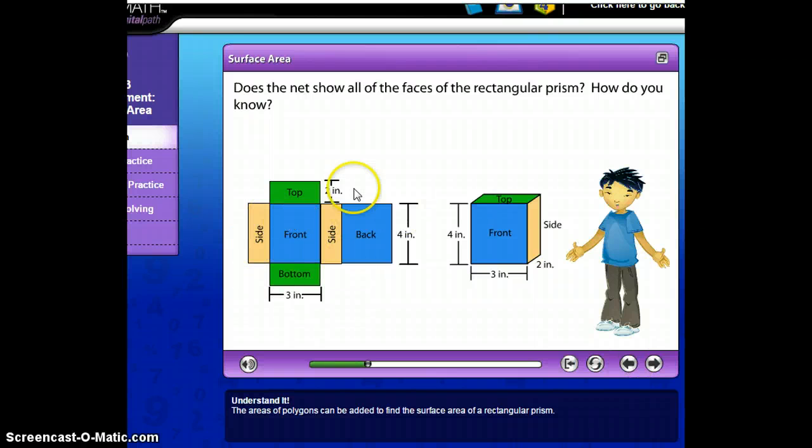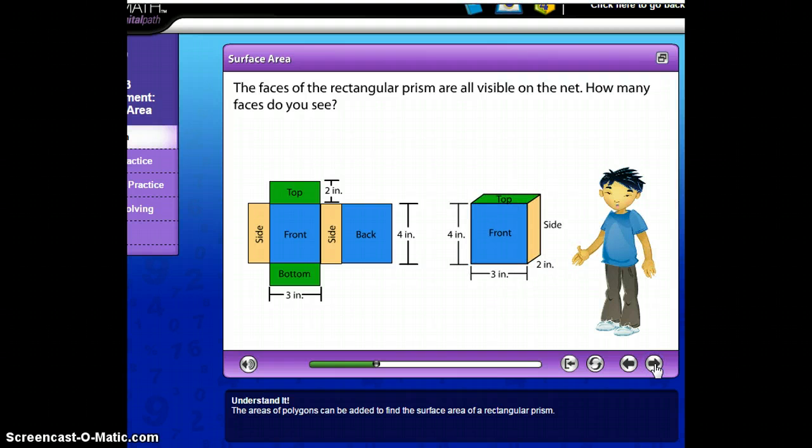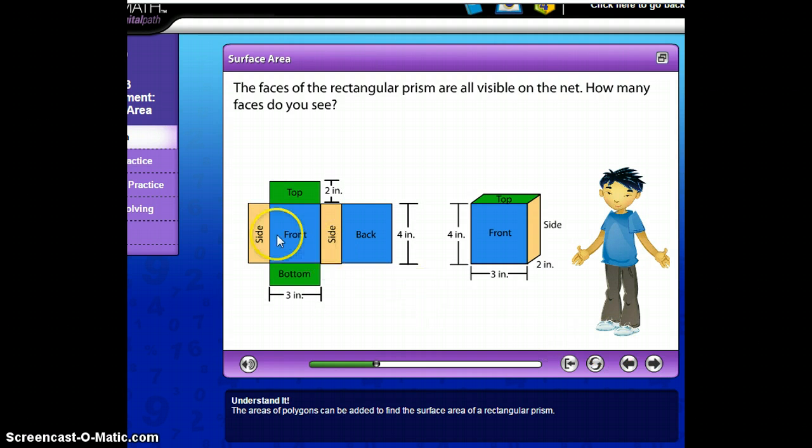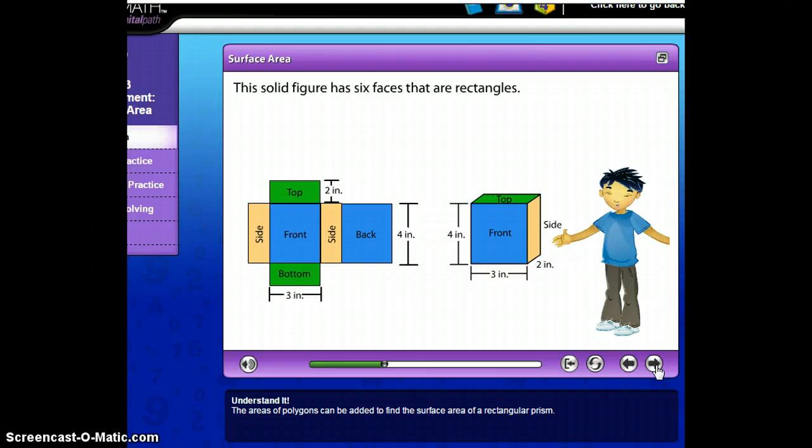Does this net show every face, every flat side? Yes, it does. The faces of the rectangular prism are all visible on the net. How many faces do you see? 1, 2, 3, 4, 5, 6. This solid figure has 6 faces that are rectangles.